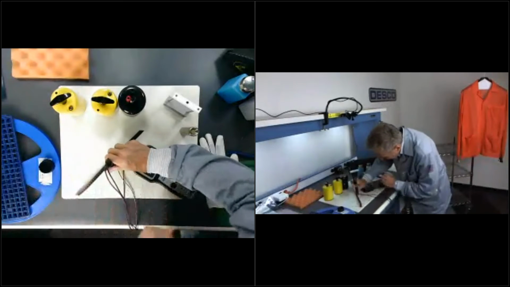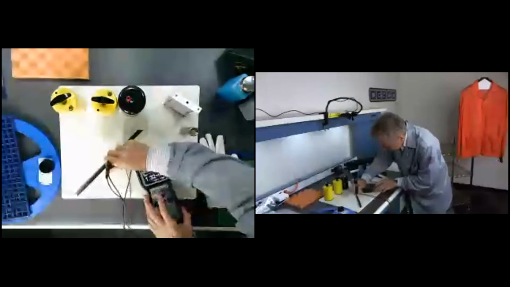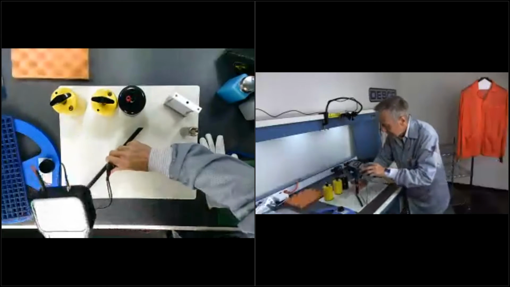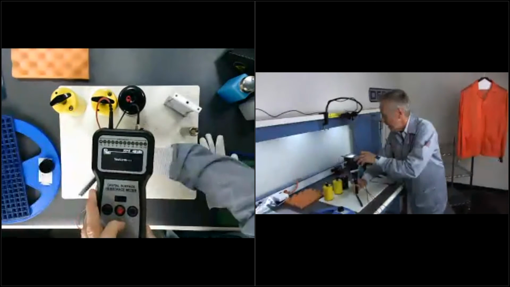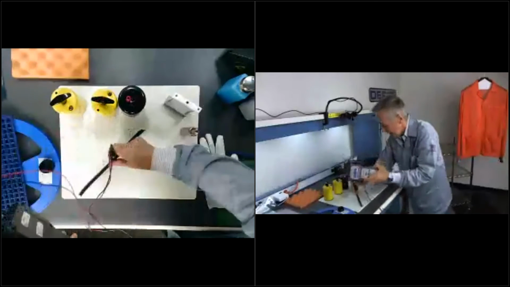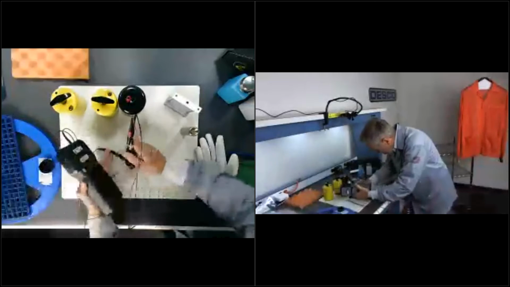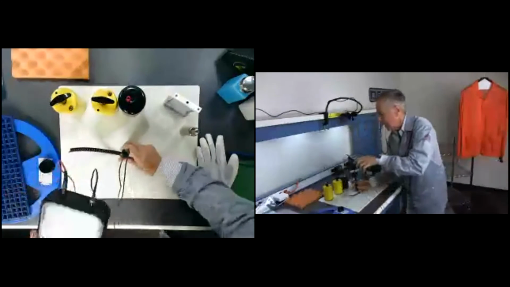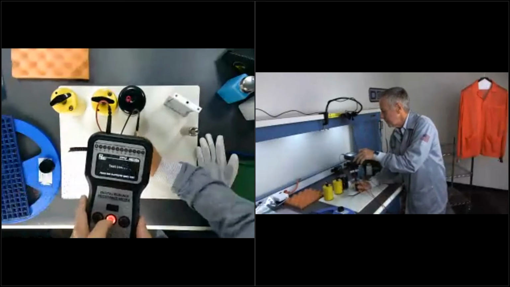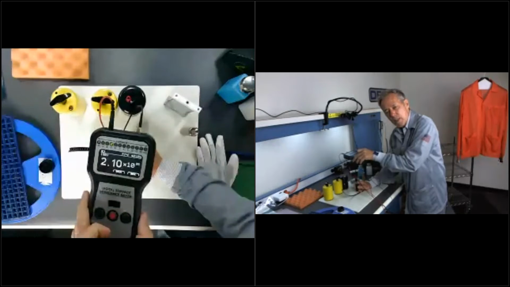I'm trying to make a good connection point here because this is very small, this area. Oops. If it doesn't test, then I'm going to have to relocate it because this area is pretty small. Okay, I've got to relocate it. Hang on one second. Let's try this again. There we go. 2.10 times 10 to the fifth.